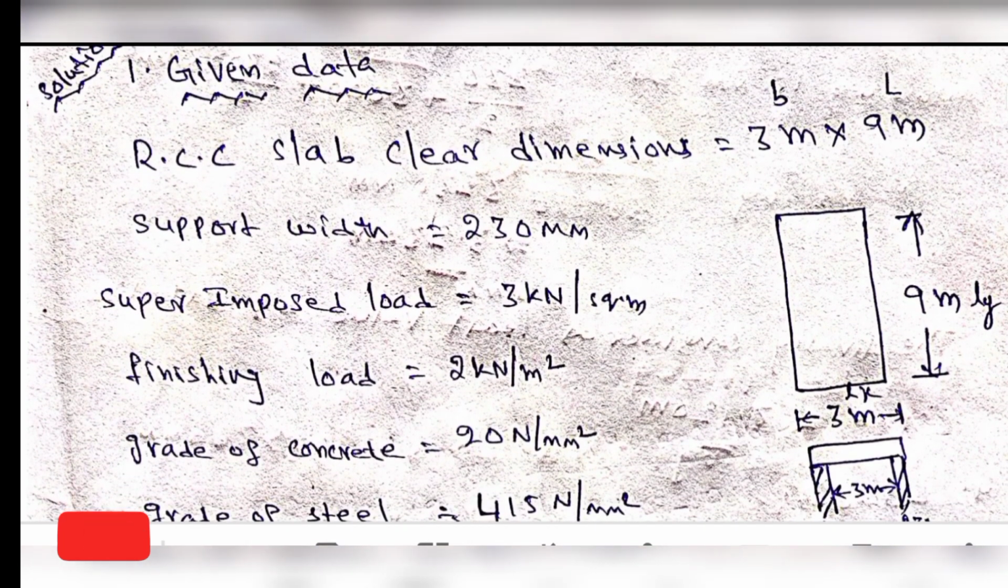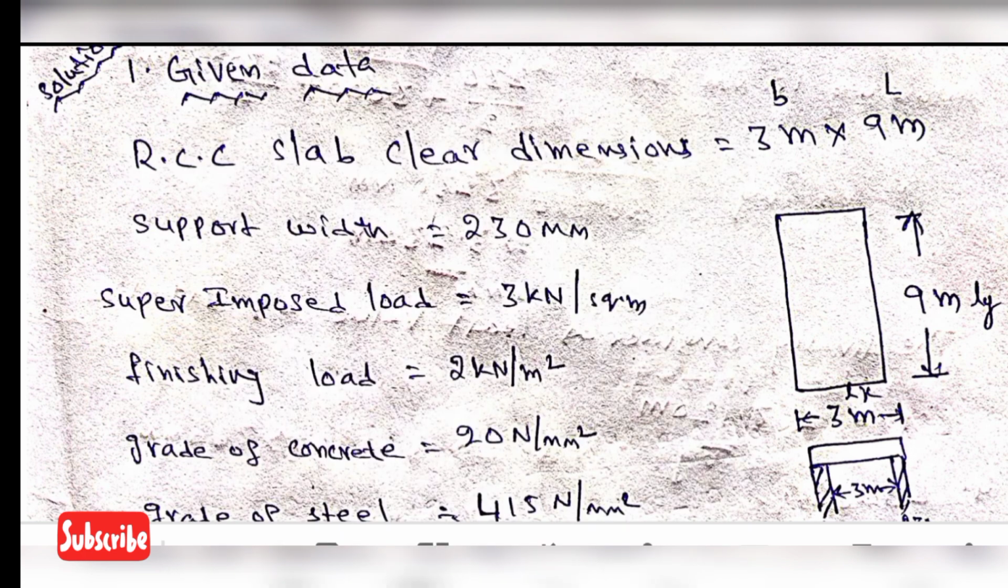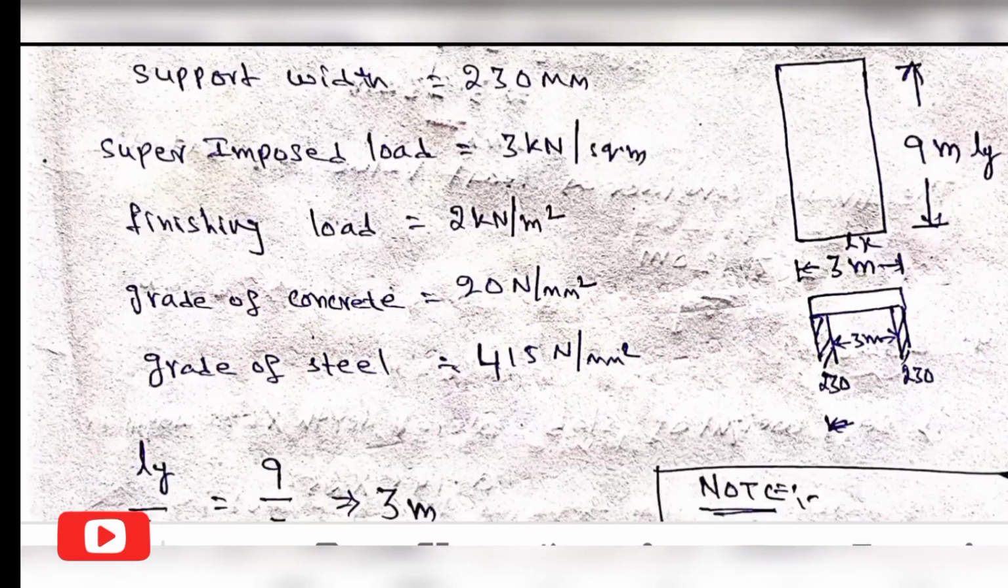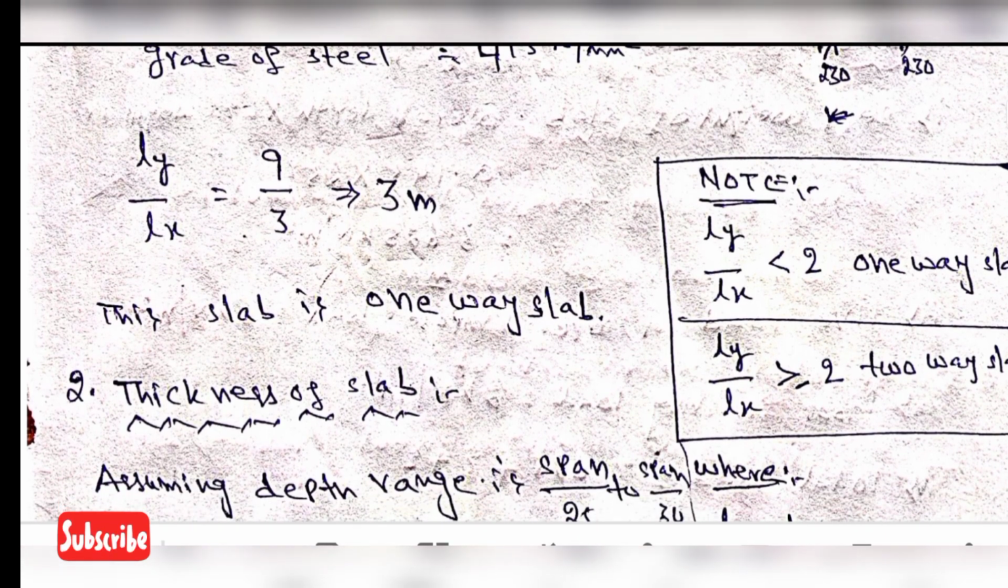Okay, given data: RCC slab clear dimensions 3 meters by 9 meters. This is the veranda, 3 meters by 9 meters. 3 meters is the shorter direction, 9 meters is the longer direction. Shorter dimension is Lx, longer dimension is Ly. Supporting wall thickness is 330 mm. Superimposed load is 3 kilonewton per meter square. Finishing load is 2 kilonewton per meter square. Grade of concrete is M20 and Fe 415 steel.